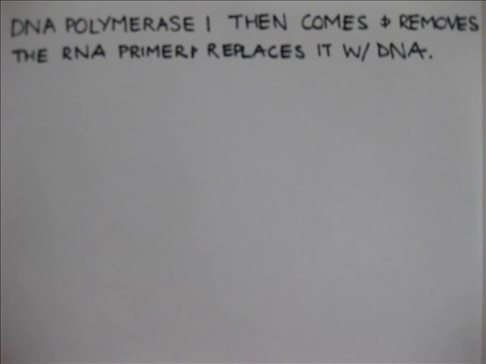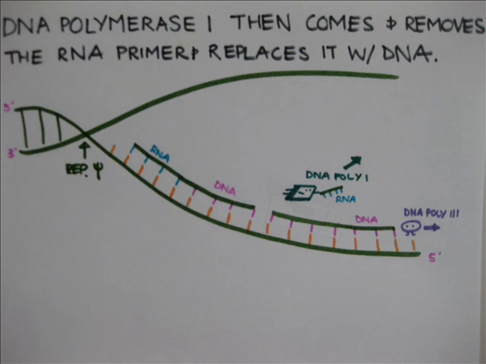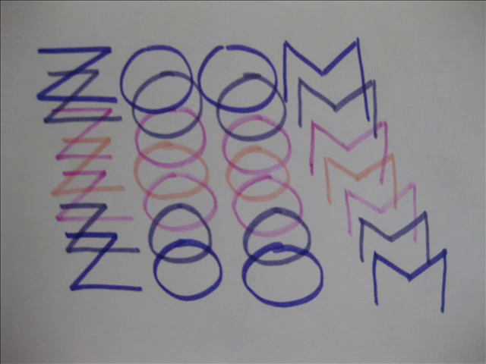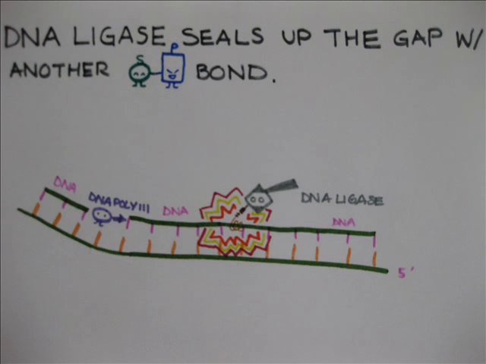DNA polymerase I then comes in and removes the RNA primer and replaces it with fresh DNA. However, there's still a gap between the two nucleotides. So, zooming in again, DNA ligase seals up the gap with a sugar and phosphate bond.